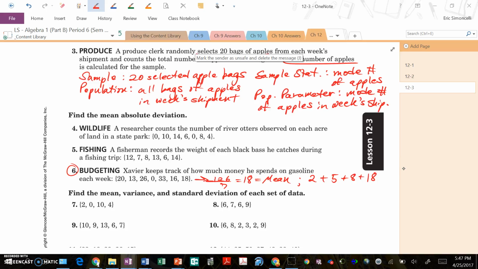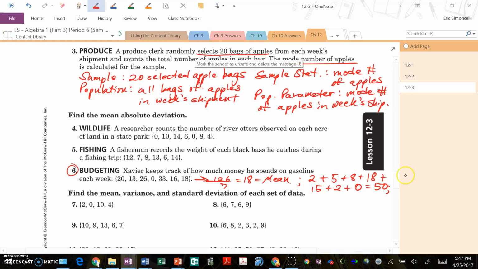33 minus 18, 15. We keep going. 16 minus 18, of course, is negative 2, absolute value of which is 2. And then lastly, 18 minus 18, so 0. So if we add these numbers, 2 plus 5 plus 8 plus 18 plus 15 plus 2, we don't really need to add 0. We end up with 50.